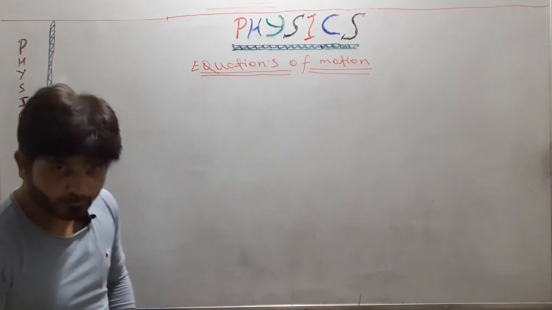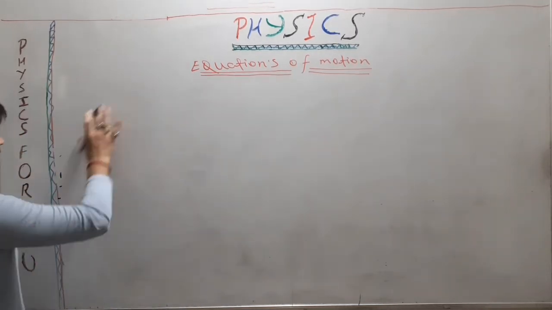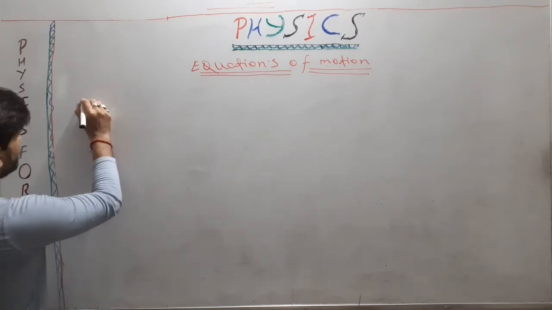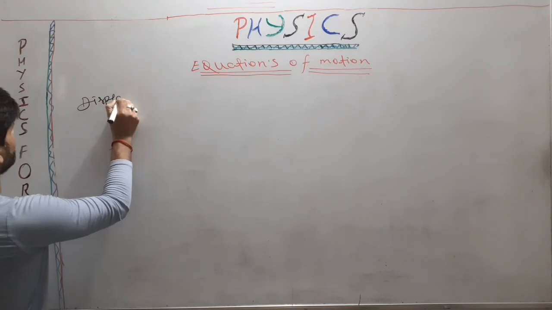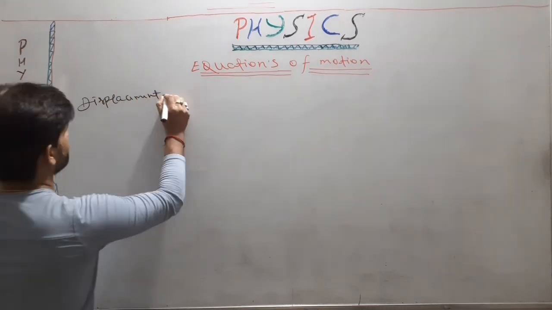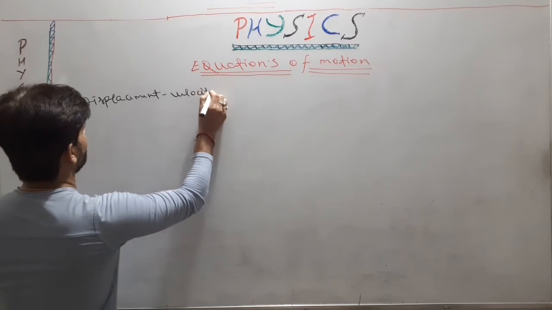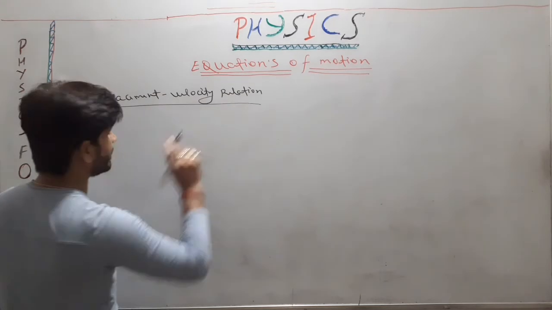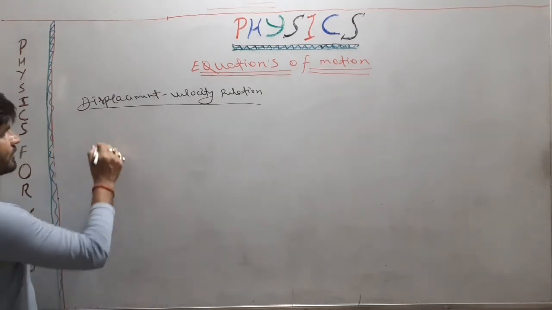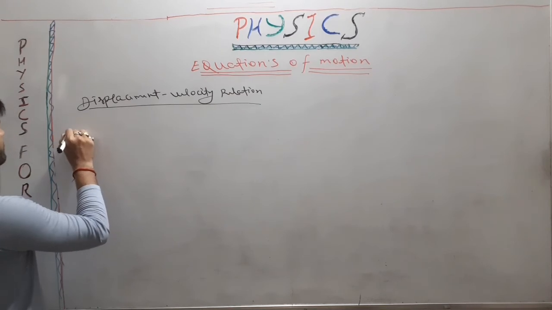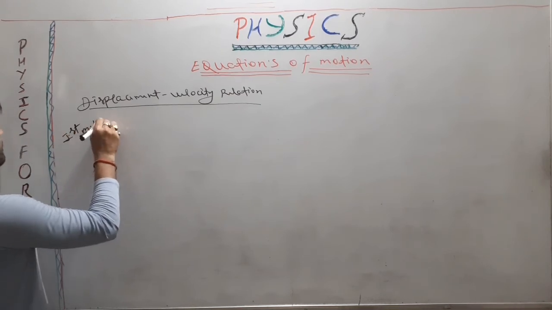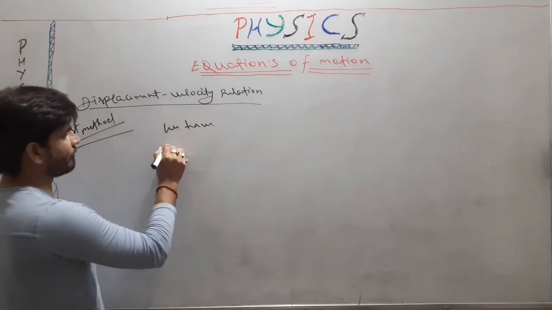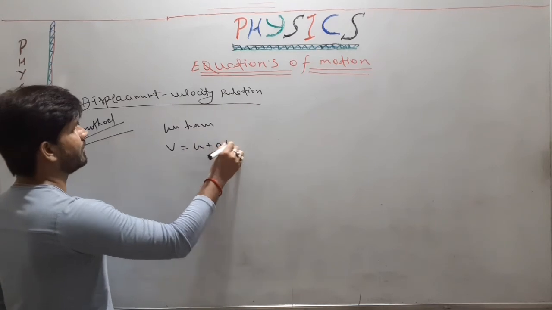Okay. Now we are moving towards our next equation. The next equation is displacement velocity relation. Displacement velocity relation. So by first method, we have from the first equation of motion v equals to u plus at.